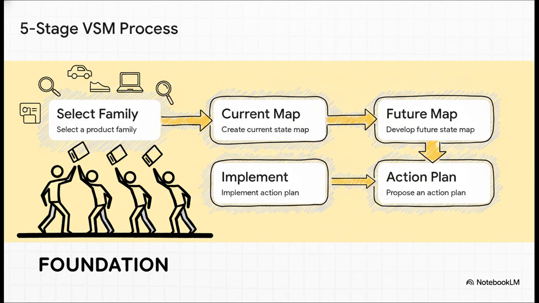But I want you to think about this logically. Step 1 happens before any mapping or data collection even begins. If you fail to select the right product family, or say you define your scope way too broadly, those next 4 steps are going to completely collapse under the weight of overwhelming data. Your success literally hinges on nailing Step 1.